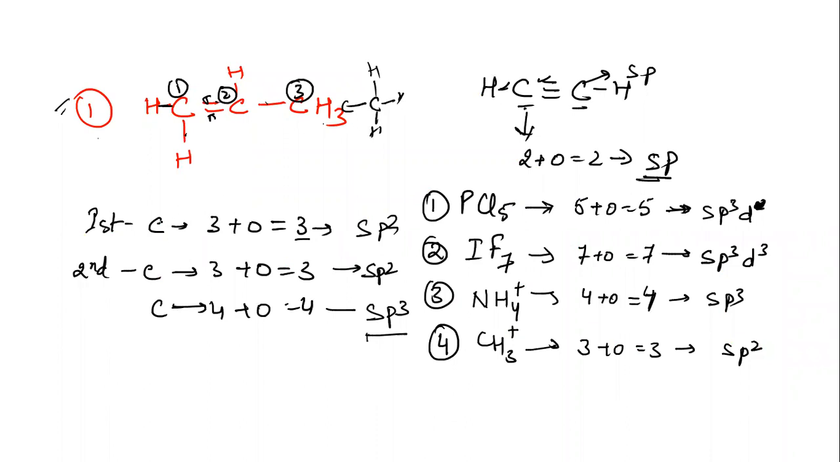Depending upon the condition, one element can have more than one hybridization. Clear? Now see this compound. C triple bond C H H.